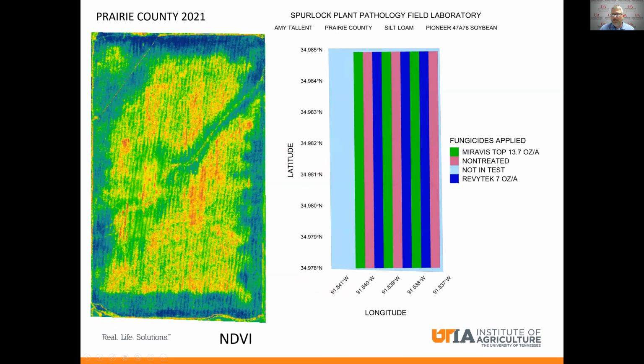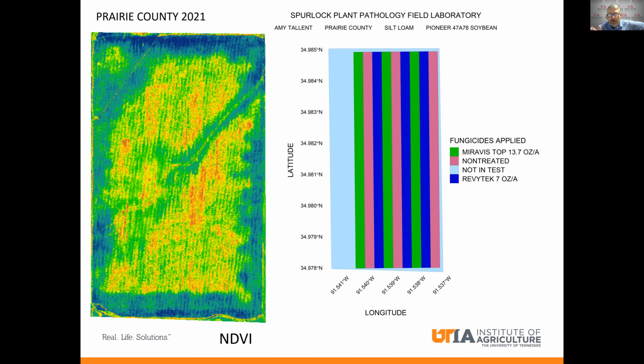And then lastly, this is Prairie County in 2021. There was a little bit of yield difference here. And I chose this one to show because I wanted to show that when there's not a yield difference, typically we don't see any of these strips like we've seen in the other fields.